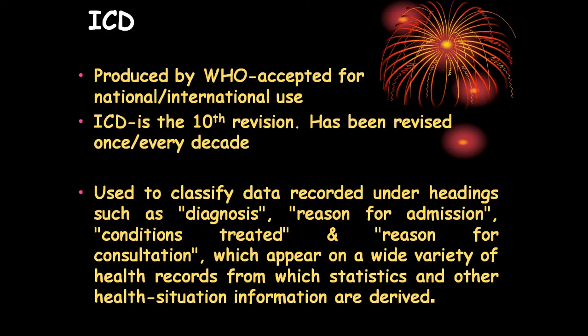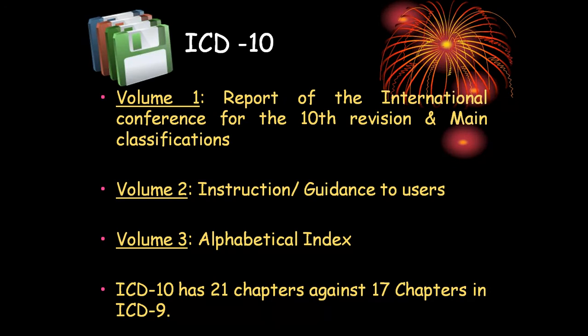It has undergone the 10th revision and almost the 11th revision is ready. Every 10 years, like the census, it is revised. Okay? ICD-10 has 3 volumes. Right now, we are following the ICD-10. You need not know what is there in the volume, but you should know it's a system of classifying diseases so that internationally we have a common kind of code.